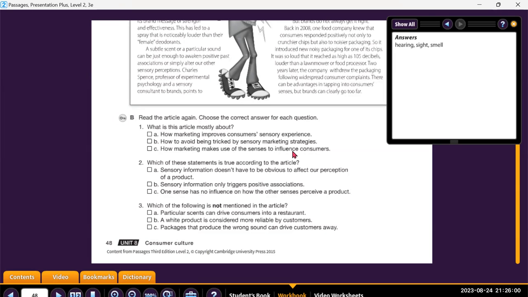And number three, which of the following is not mentioned in the article? Letter A, a particular sense can drive consumers into a restaurant. B, a white product is considered more reliable by customers. Letter C, packages that produce the wrong sound can drive customers away. I'll give you time to choose the correct answers, and then we're going to check.